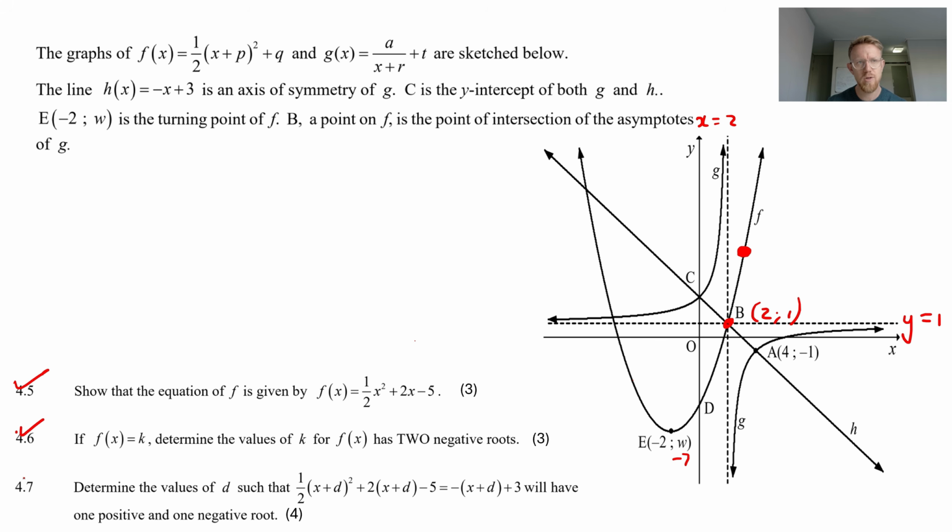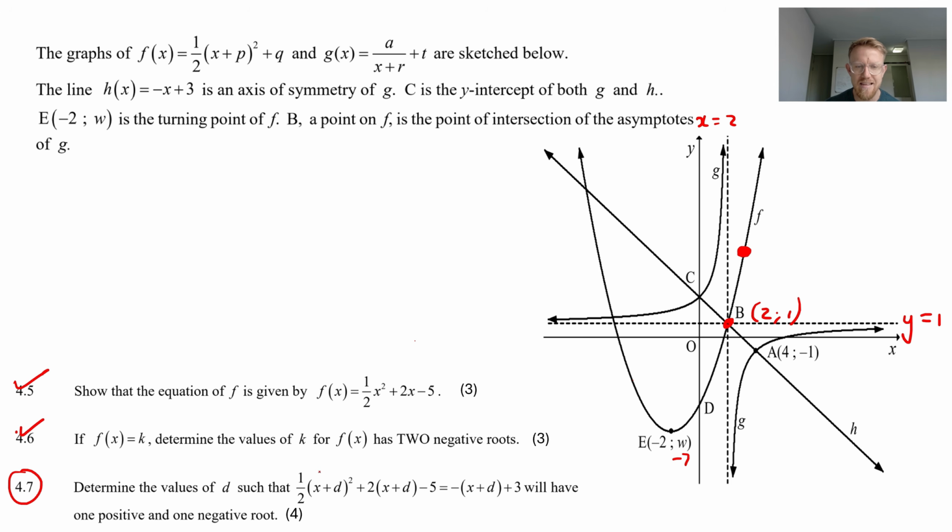Okay, so moving on to this last one now. It says, determine the values of d such that this weird-looking expression is equal to this weird-looking expression will have one positive and one negative root. Okay, actually quite straightforward. Let me try to break it down for you.